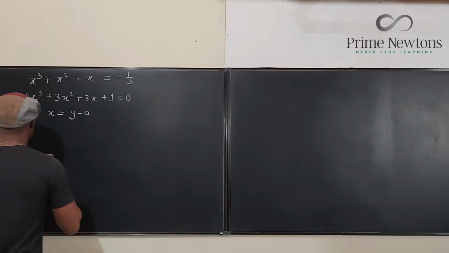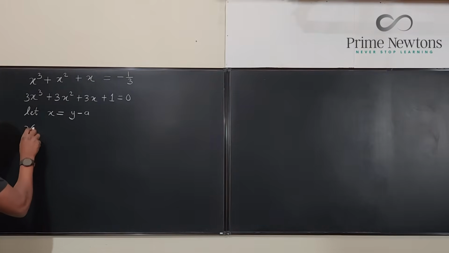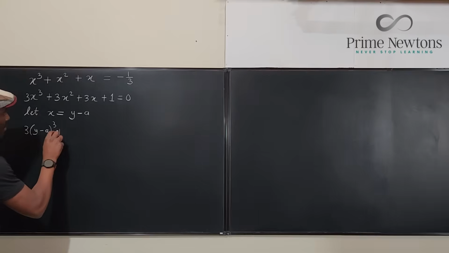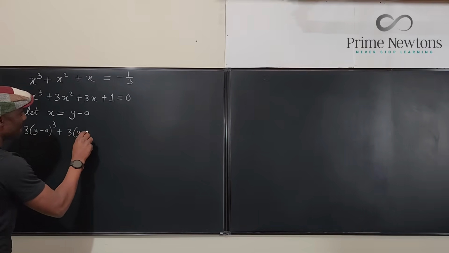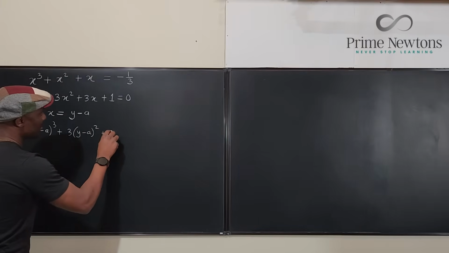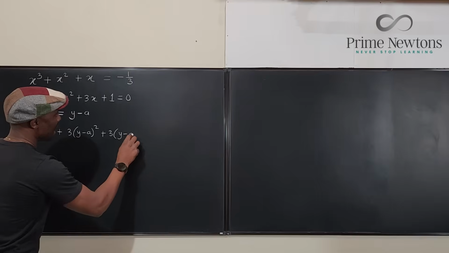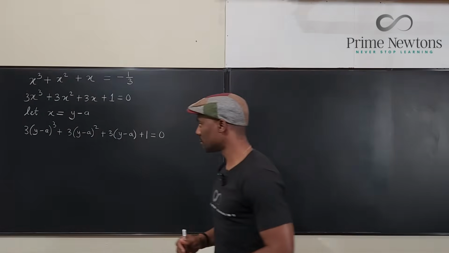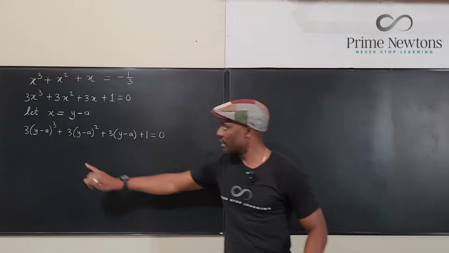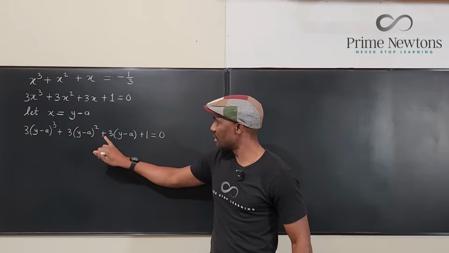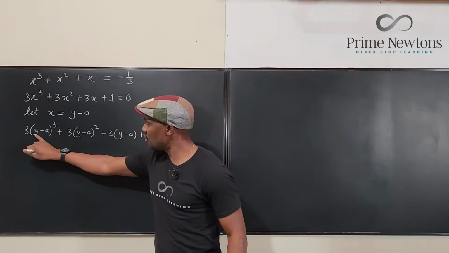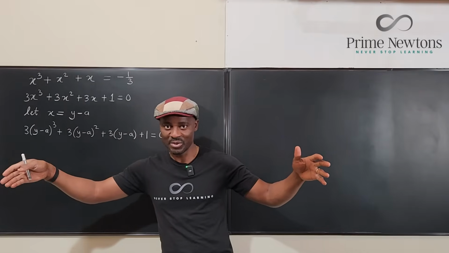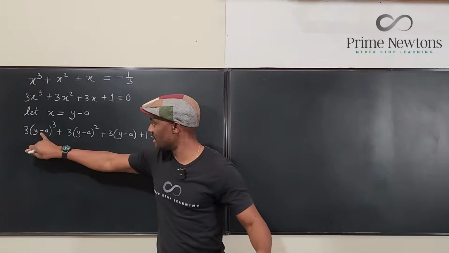So we're going to have 3 times, instead of writing x, we write (y minus a) cubed, plus 3 times (y minus a) squared, plus 3 times (y minus a), plus 1 is equal to 0. Now, we've got to cube this, square this, and this one stays the same. So if we cube this, we just use Pascal's triangle, 1, 3, 3, 1. Remember? And you just alternate the signs because there's a minus sign here.